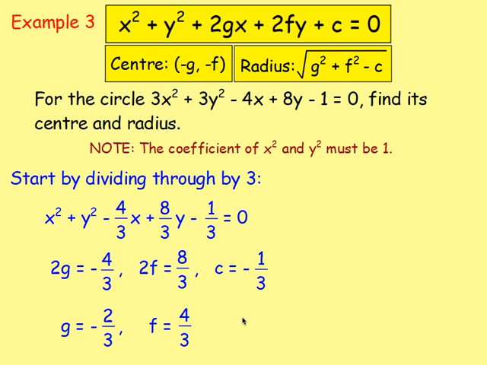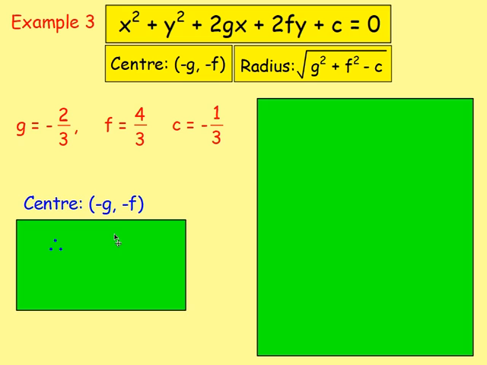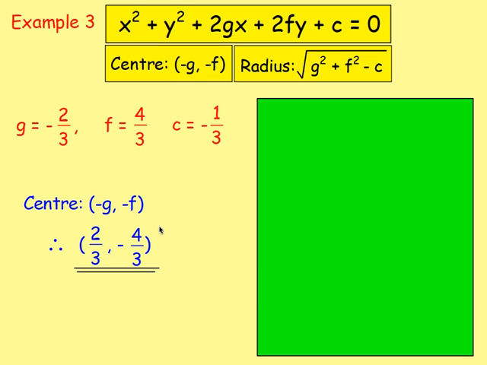Let's go over the page, but from there we found the values of g, f and c, and we want to get the centre and radius. So for that, just remember the centre is given by negative g and negative f. So in this case, if g is negative 2/3, then negative g would be negative negative 2/3, which means you would just have 2/3. The value of f is 4/3. So if you have the centre being negative f, it would be negative 4/3. So that will be your x and your y coordinate. We've got the centre, we then need to get the radius.